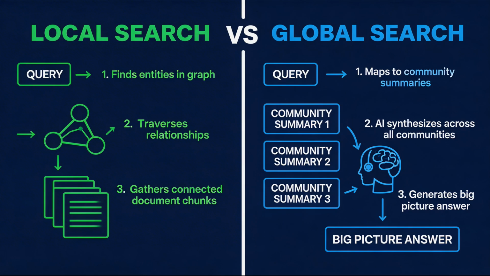Instead of searching individual chunks, it reads across community summaries to answer high-level questions. No single chunk needs to contain the full answer. The system synthesizes understanding from the structure of your entire knowledge base. This is why GraphRAG outperforms traditional RAG by 30 to 70% on questions that require connecting dots.